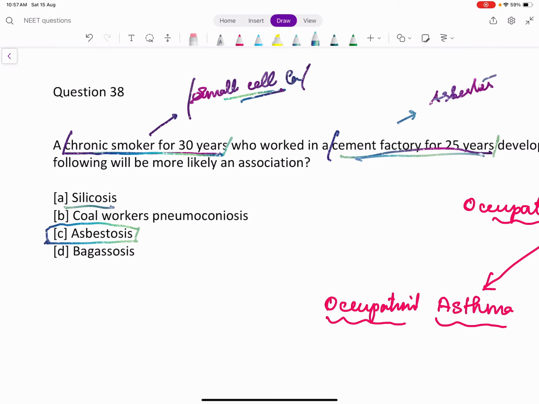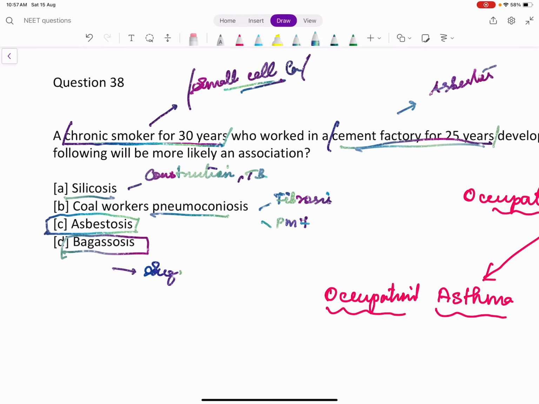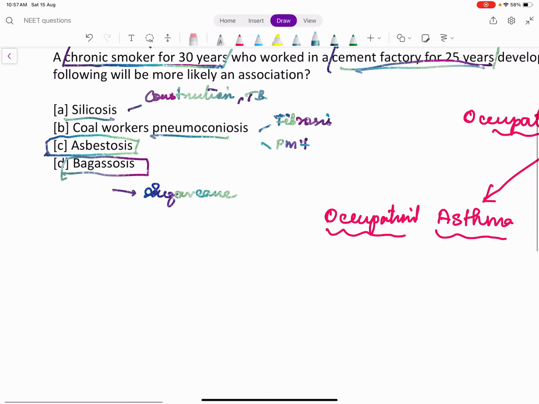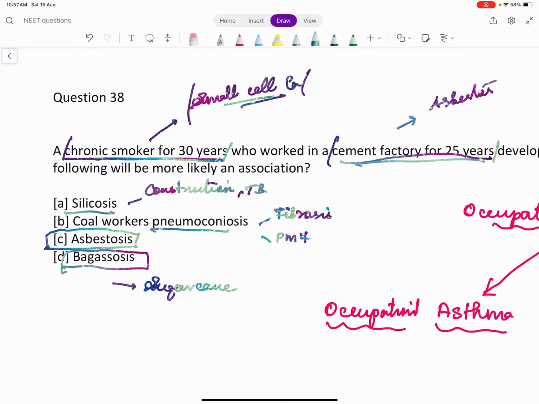So silicosis we discussed, construction workers, it is more common and it doesn't cause mesothelioma. It may cause other lung cancers, but it does not cause mesothelioma. Here TB is the very good association. Again, coal workers pneumoconiosis, we have fibrosis and progressive massive fibrosis, not mesothelioma. Bagasosis we discussed, it occurs in the sugarcane industry. It most likely occurs like hypersensitivity pneumonitis, cough, expectoration, etc. So this is about occupational lung diseases.